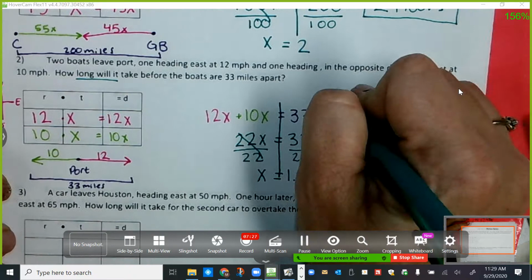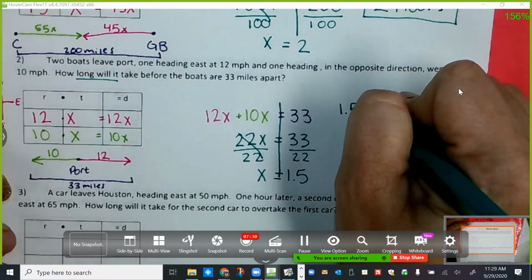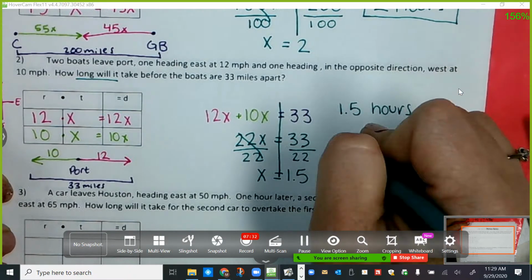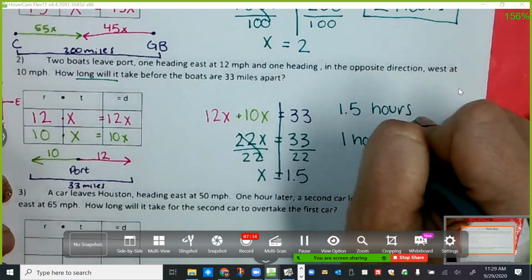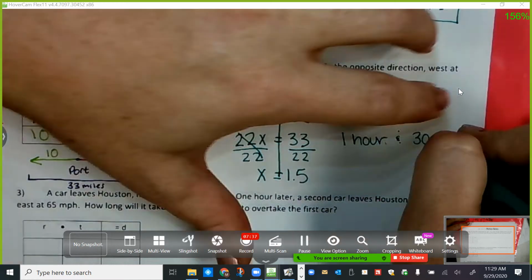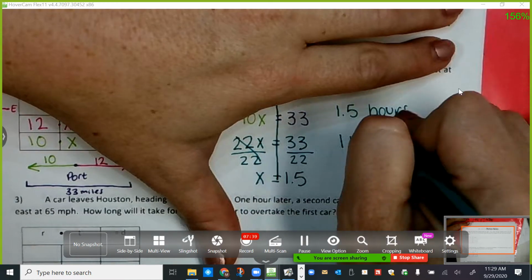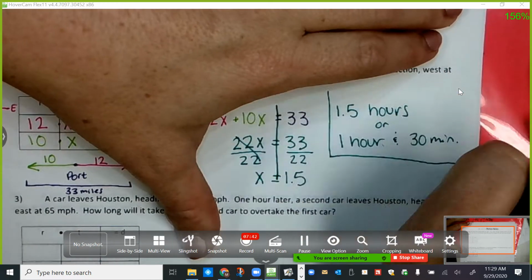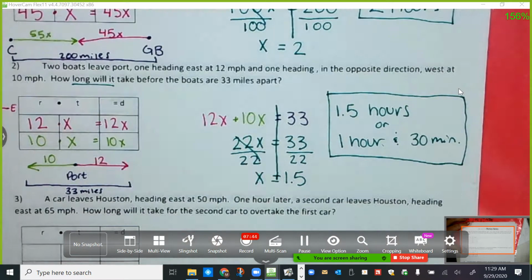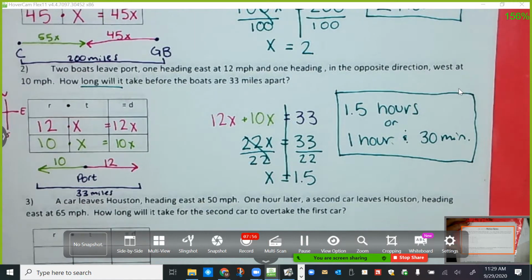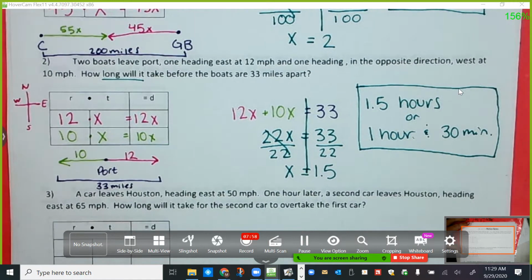90 minutes. So we can say 1.5 hours, or you could also see it as 1 hour and how many minutes? 30. The reason I write both, I don't care if it's open-ended and you write one way or the other, but tests are multiple choice, so I want you to be able to see the difference between the two different ways. Any questions with that one? Okay.